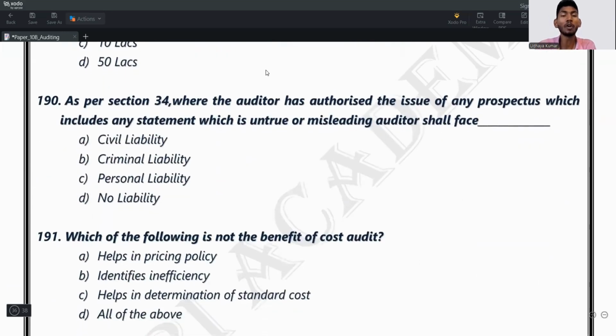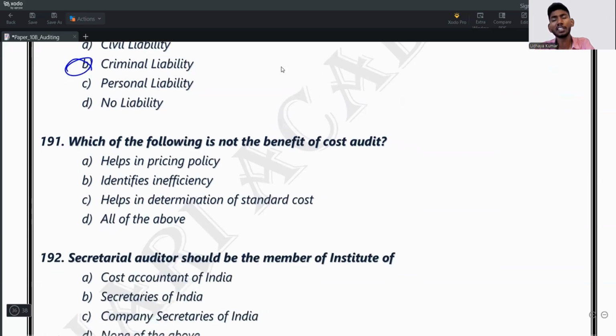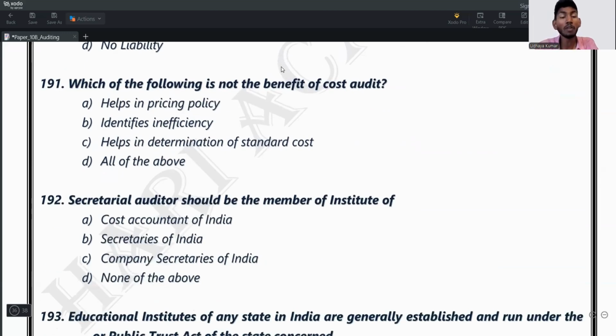So as per section 34, where the auditor has authorized the issue of any prospectus which includes any statement which is untrue or misleading, the auditor shall face criminal liability. We have stated it, right? With regards to prospectus. Moving to question 191, which of the following is not the benefit of cost audit?